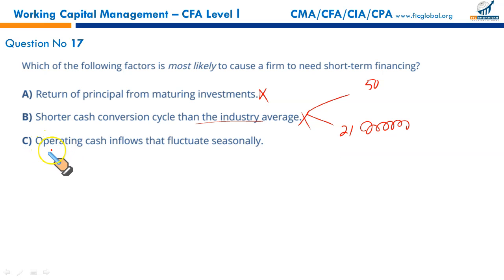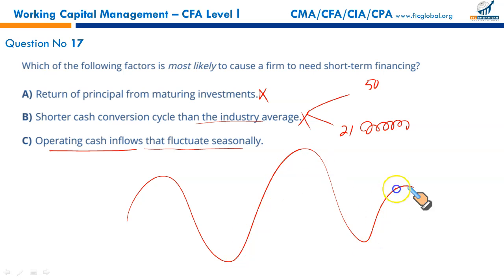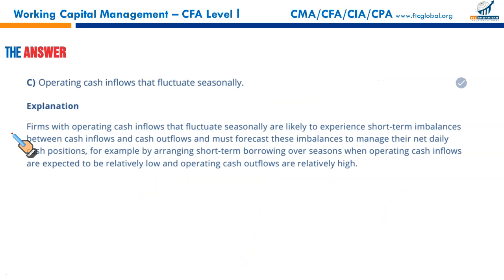Last, C. Operating cash inflows that fluctuate seasonally. Since there is fluctuation in the cash flows, your inflows and outflows might mismatch. Sometimes your outflows are more than the inflows. In those months, you need some help from the bankers. So you may have to arrange some short-term borrowing, maybe some line of credit or some other committed line of credit with the banker. This is the situation where you need some short-term funding to make up for the shortfall that you may have in certain months. So that makes C the correct option.